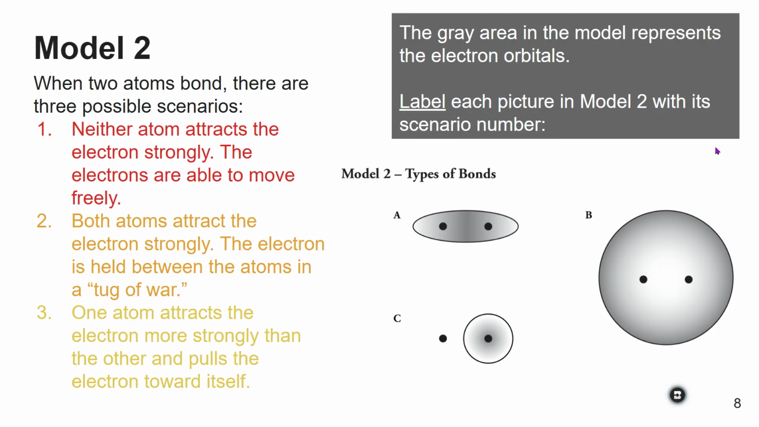When 2 atoms bond, there are 3 possible scenarios. Number 1, neither atom will attract the electron strongly and the electrons are able to move freely. Number 2, both atoms attract the electron strongly and the electron is held between the atoms, kind of like a tug of war. They're fighting over it. Number 3, one atom attracts the electron more strongly than the other and ends up pulling that electron toward itself.